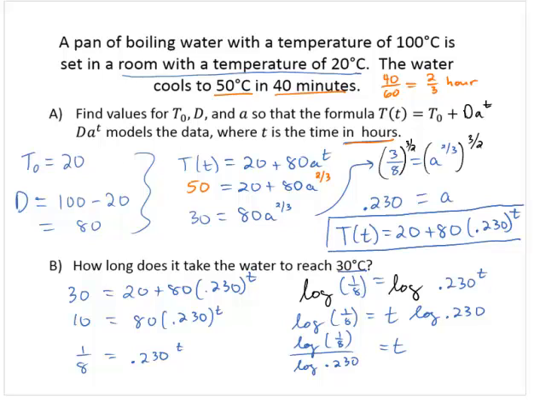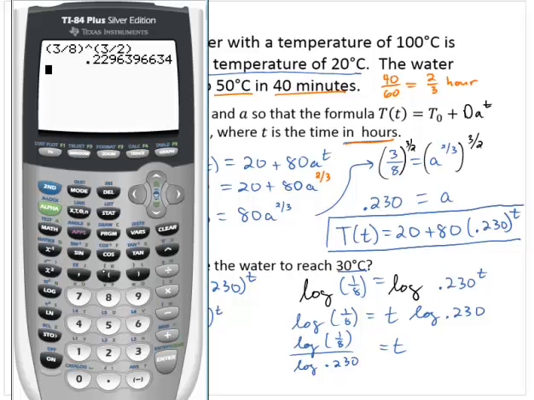And we can use our calculator for that. Log of 1/8 divided by log of 0.230. So t is approximately 1.4 hours.